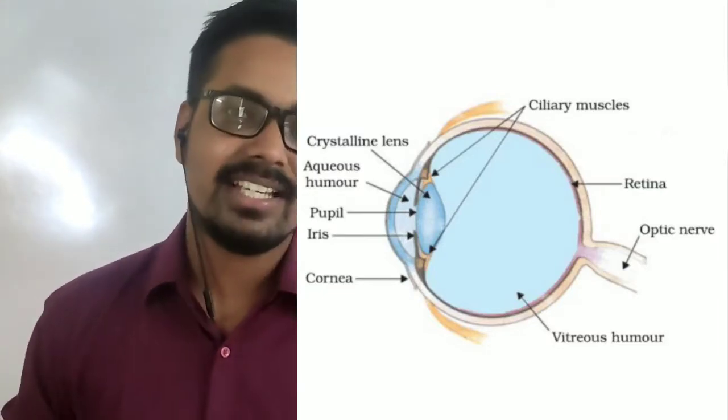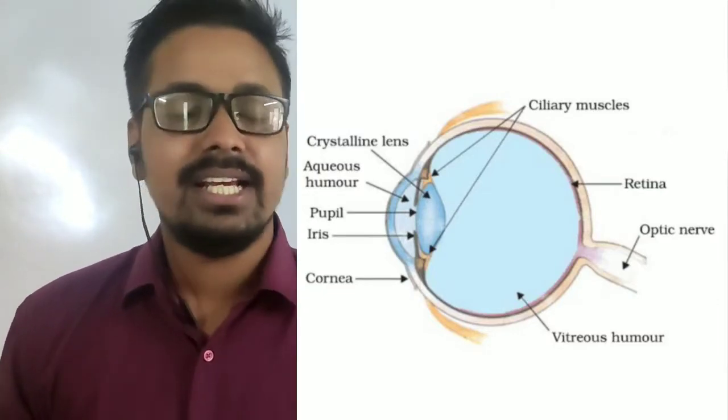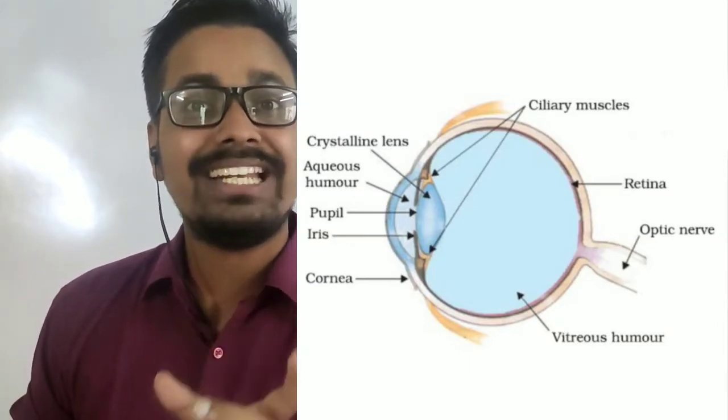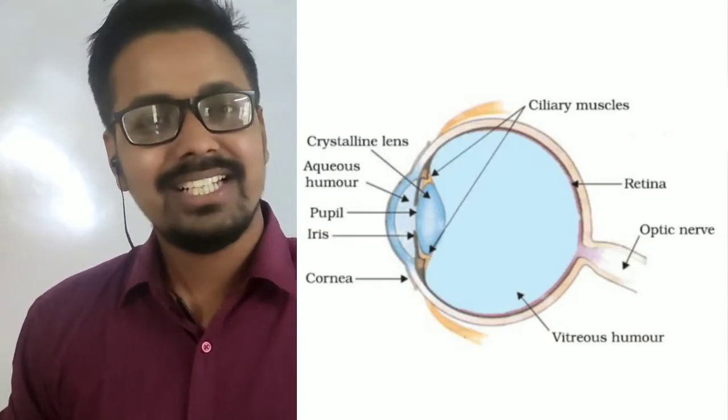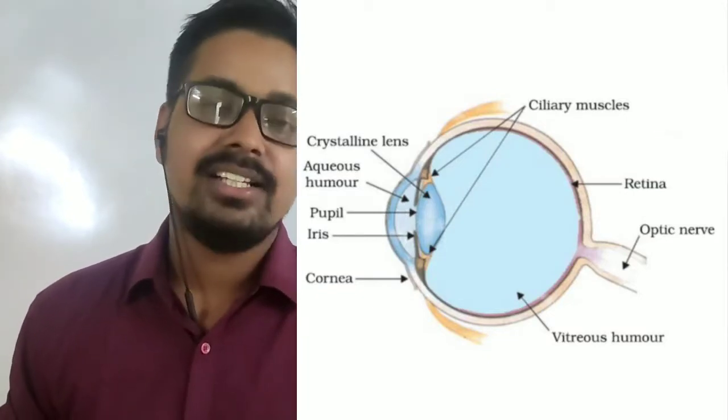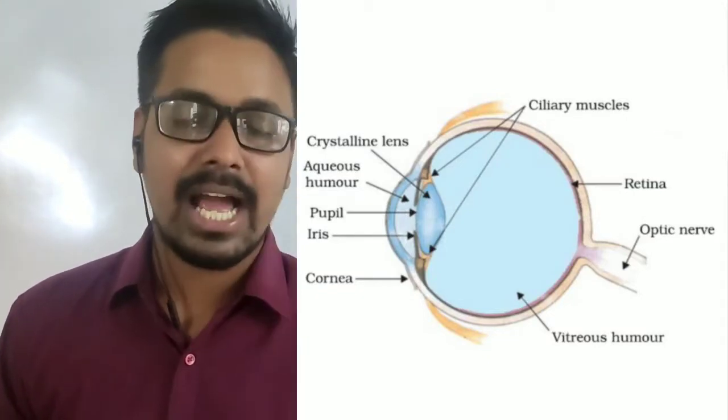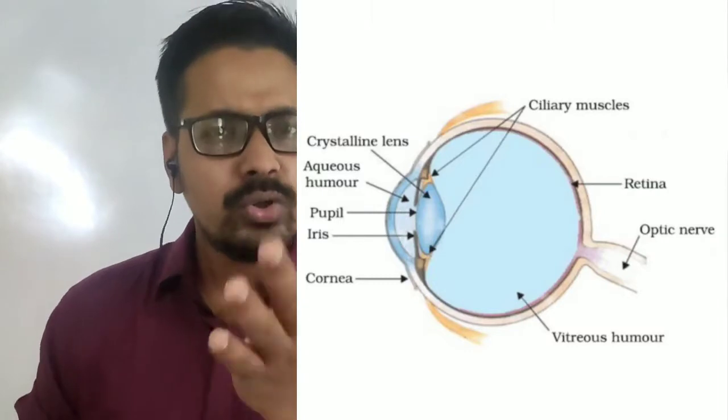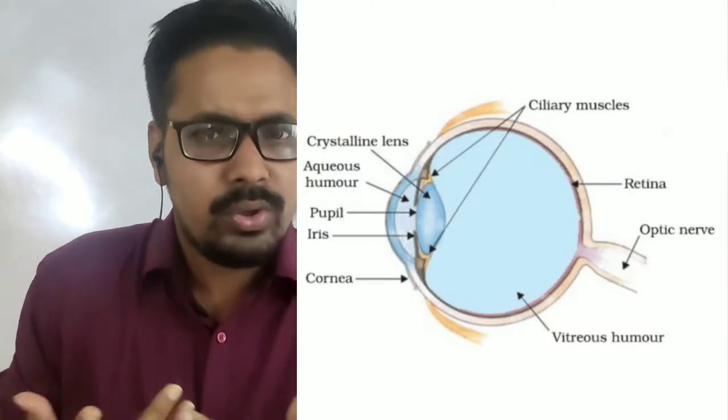And what is the catch? As we have studied in chapter 10, a convex lens always forms inverted images. So here at the retina also, the image formed by the crystalline lens of the eye will be an inverted image. But do you see things inverted? No, we don't see things inverted.